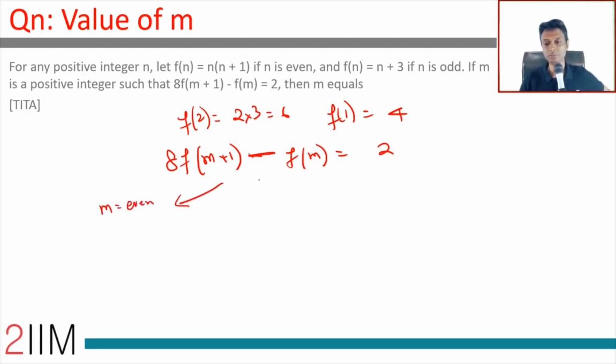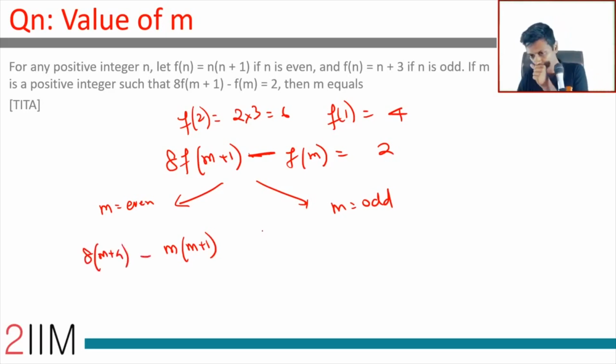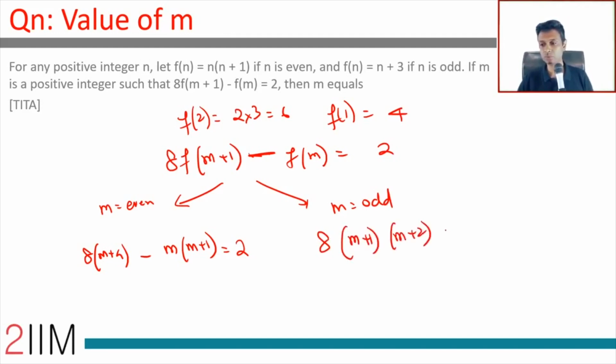m is even, m is odd. If m were even, f of m would be m into m plus 1. f of m plus 1 would be m plus 4. 8 times (m plus 4) minus m into m plus 1 equals 2. If m were odd, then m plus 1 is even. 8 times m plus 1 into m plus 2 minus of m plus 3.